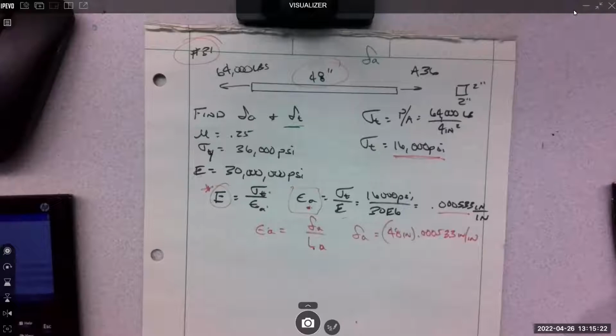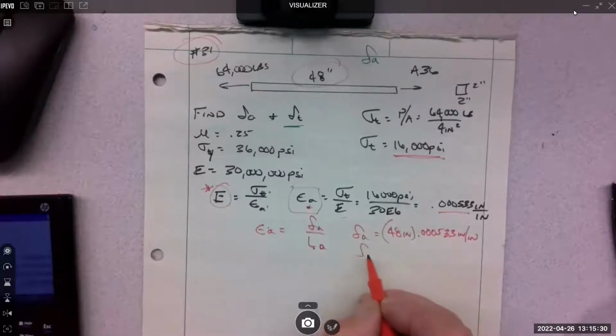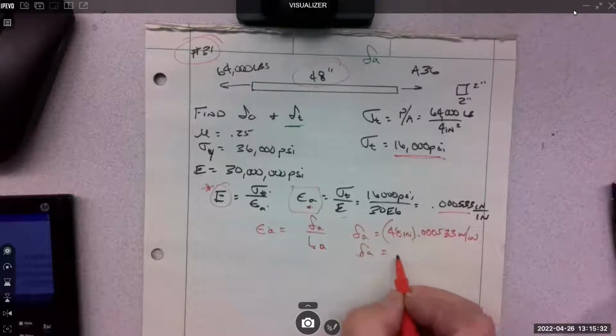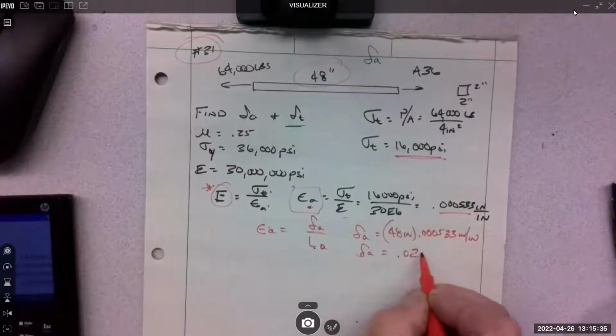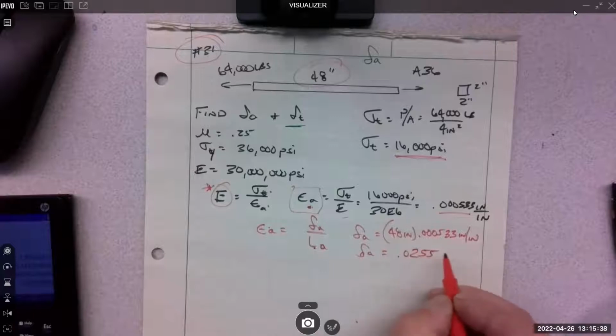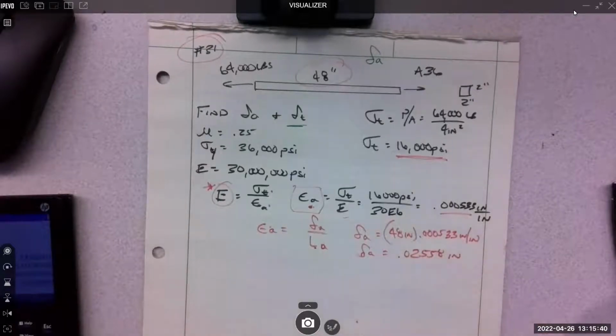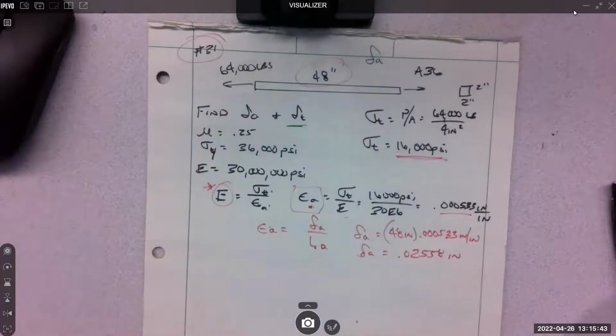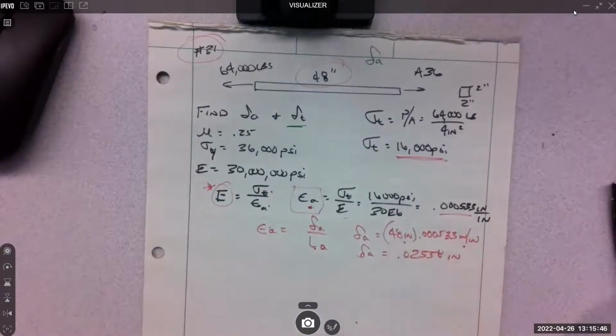And that is 0.0000533... 0.0256 inches. Because this is unitless, so we have inches left over. So that's how much it stretches. You got to find that first before you can find out how much the cross section changes.